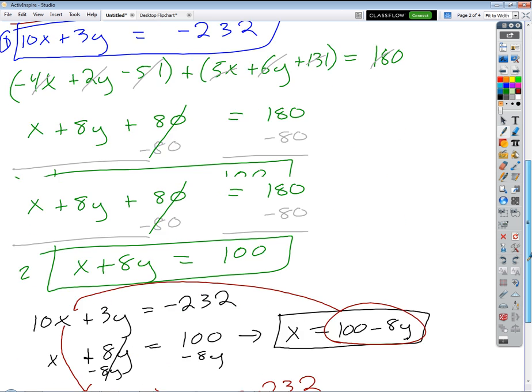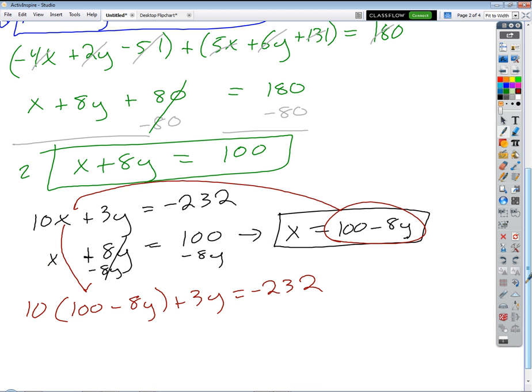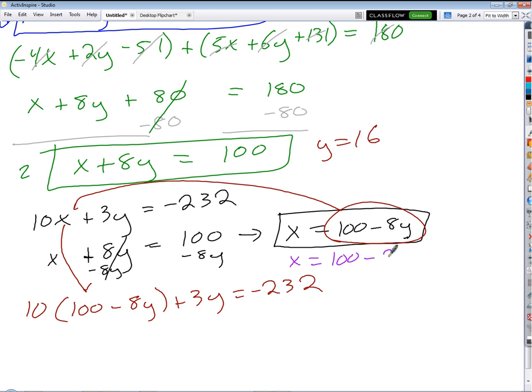Now, what do we have to do to find x? If I know that y is 16, plug it in, right? Plug it into my substitution equation and see. So if y is 16, then x is going to be what? X is going to be 100 minus 8 times 16. 8 times 16 is 128. 100 minus 128 is negative 28. And the calculator can get through this stuff too. It's no big deal. So now I know x and y.